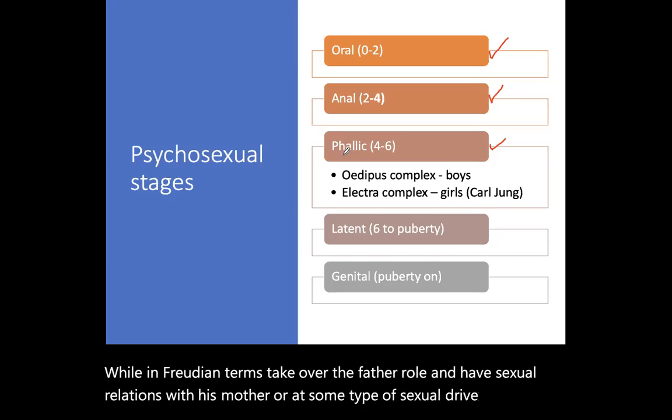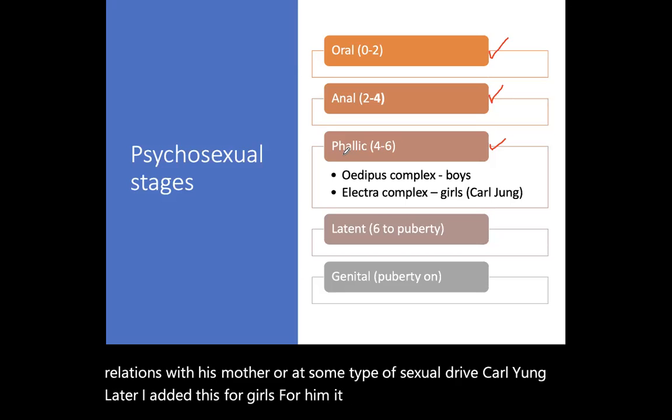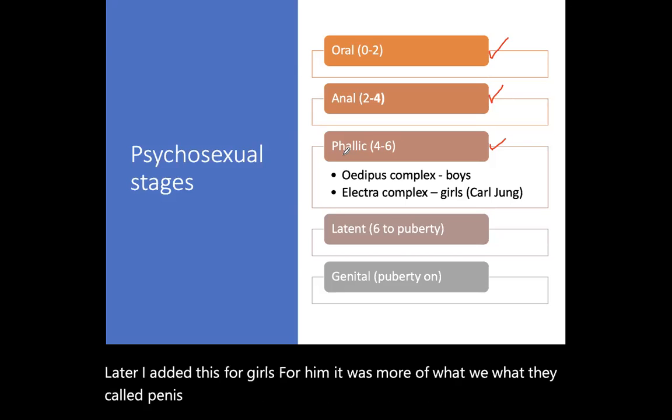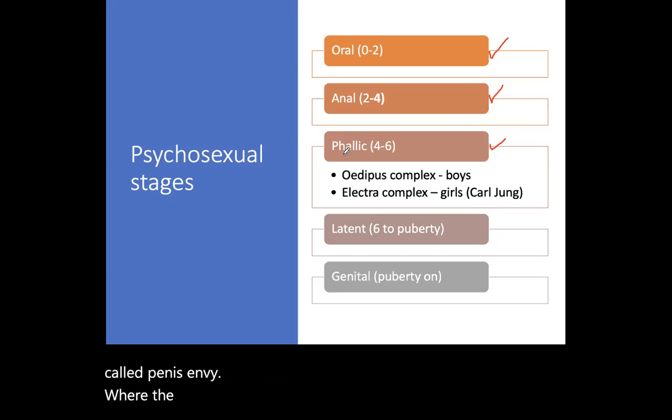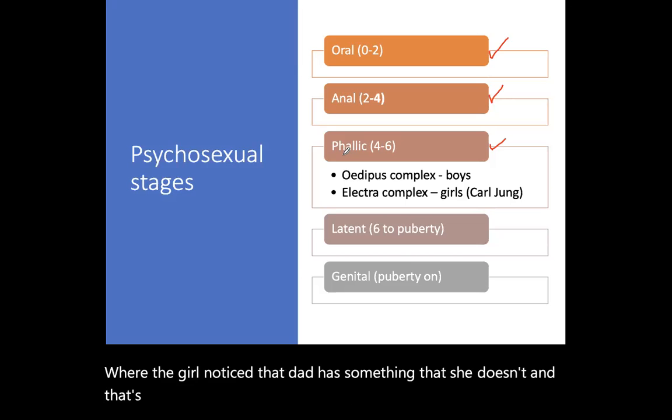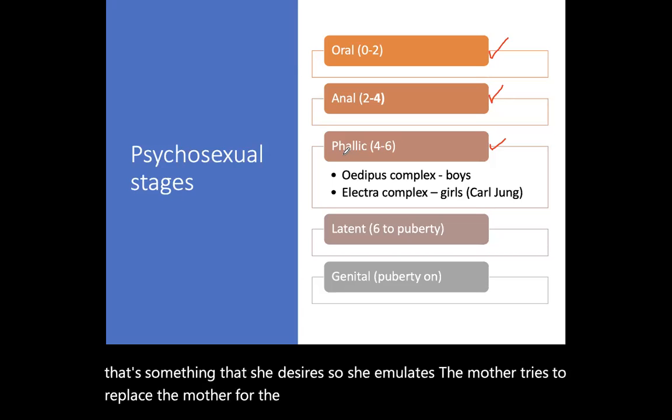Carl Jung later added this for girls. For him, it was more of what they called penis envy, where the girl noticed that dad has something that she doesn't, and that's something that she desires. So she emulates the mother, or tries to replace the mother for the father. Okay, that's the weird stuff.